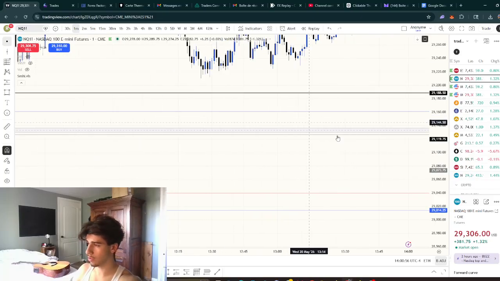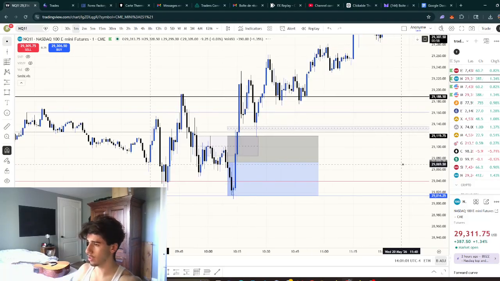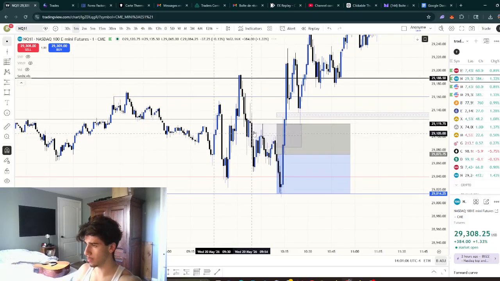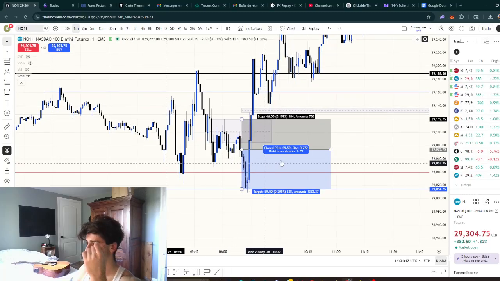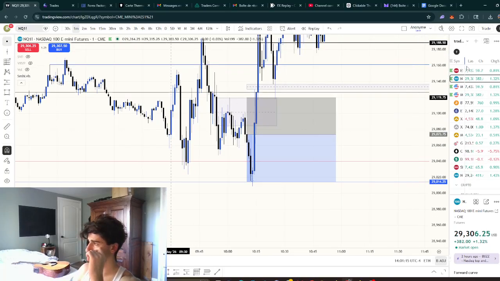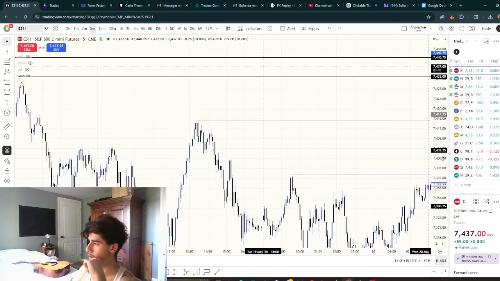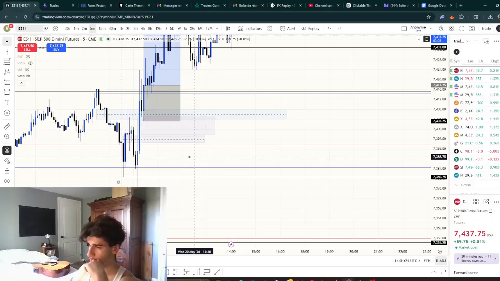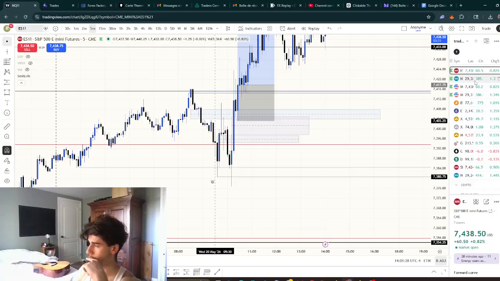So that's where I was looking for a 5 minute, 1 minute entry. Respecting this 1 minute gap, that was a 5 minute, and I was looking for short. Because of this inversion, I needed to go on a 5 minute. So I was looking for short after this inversion.